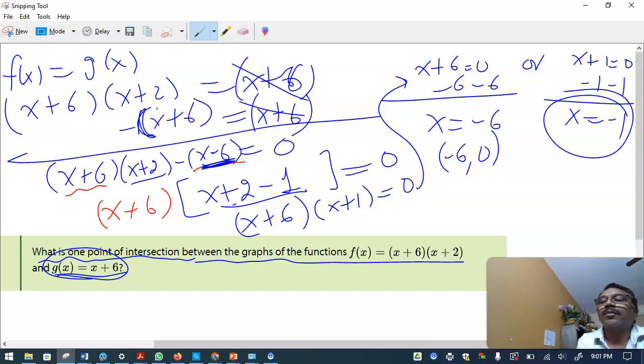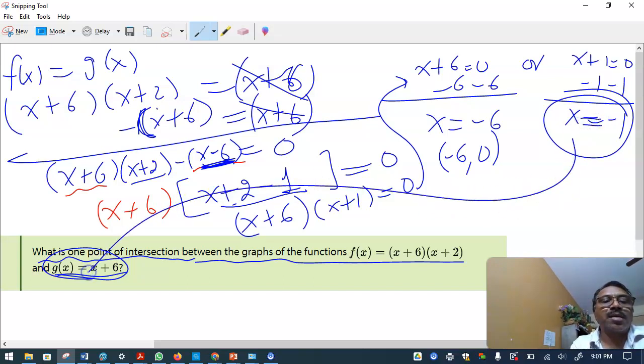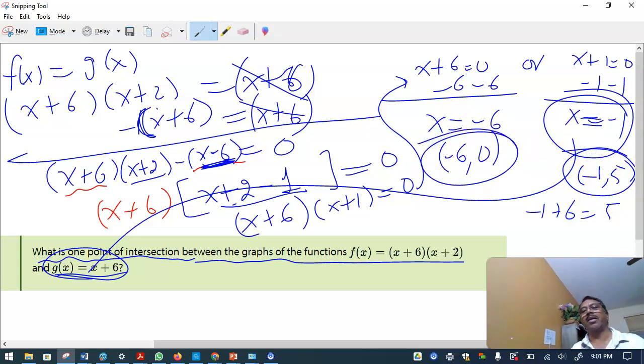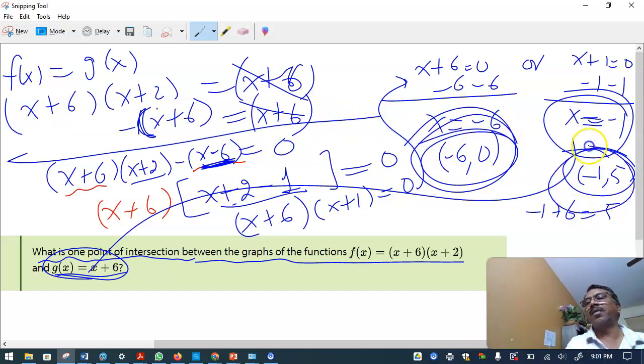So if you plug in minus 1 right here, you will see it is minus 1 plus 6 is 5. So the point is minus 1 comma 5. So this is one point, this is another point, and then you can see which one is the option in the given problem. So I hope this also is correct, this also is correct.